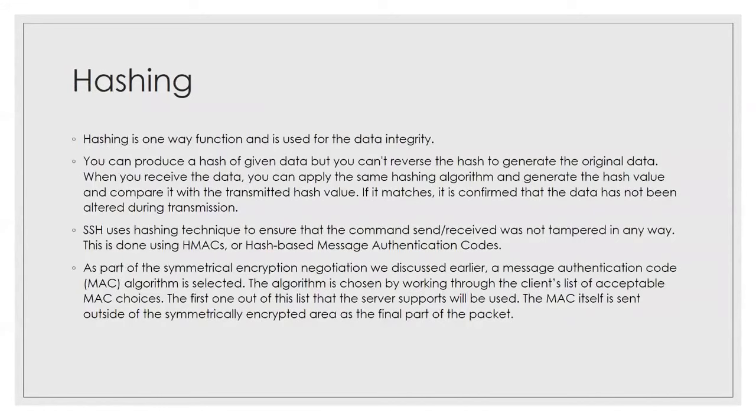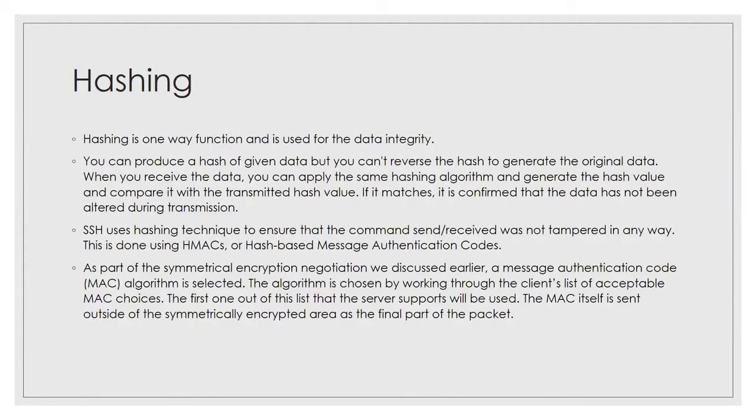Next is hashing. So hashing is a one-way function and is used for data integrity. You can produce a hash of given data, but you cannot reverse the hash to generate the original data. So when you receive the data, you can apply the same hashing algorithm, generate the hash value, and compare it with the transmitted hash value. If it matches, it is confirmed that the data has not been altered during the transmission.